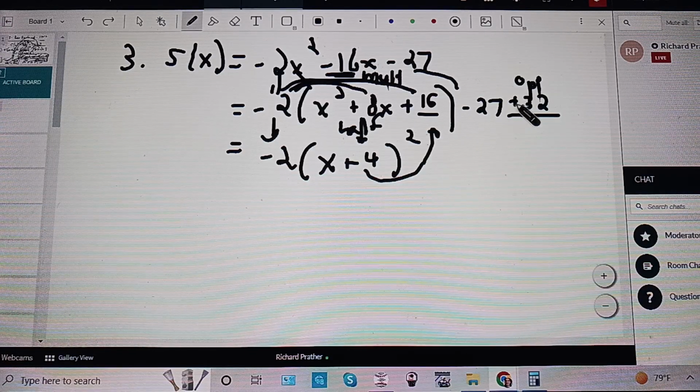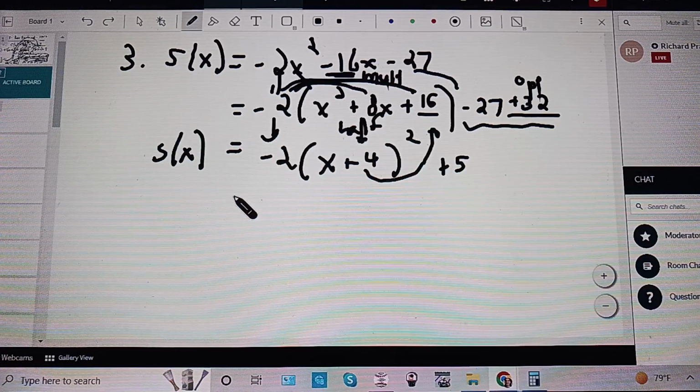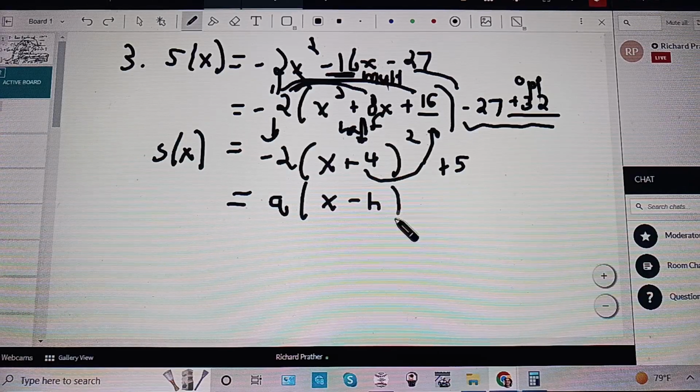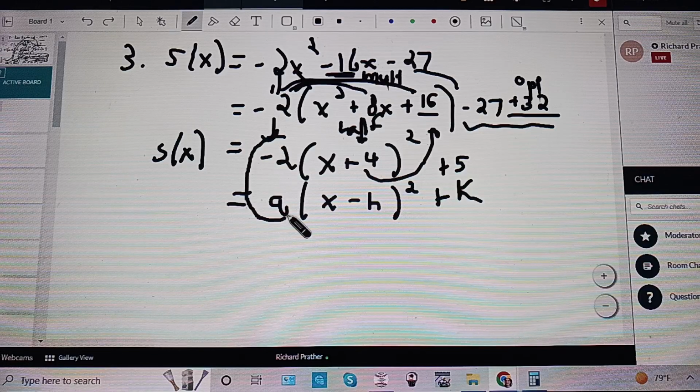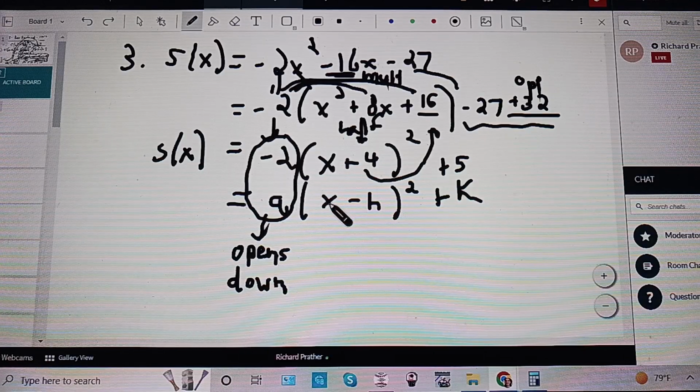So -27 plus 32, these two numbers right here add up to +5. So now I have the vertex form of a parabola, which is a times (x minus h) squared plus k. That's the format we were trying to put it in, and completing the square is the only way to do that. And the thing this tells you is, A tells you two things. It tells you if the graph opens up or down. This would open down because it's a -A. This is a parabola that opens down. And the 2 makes it a vertical stretch too, so it's real thin because of that.